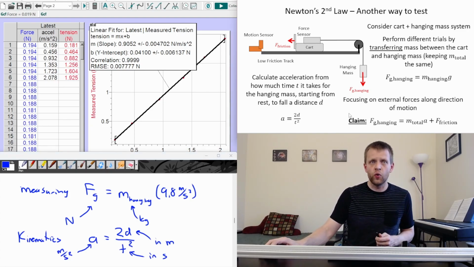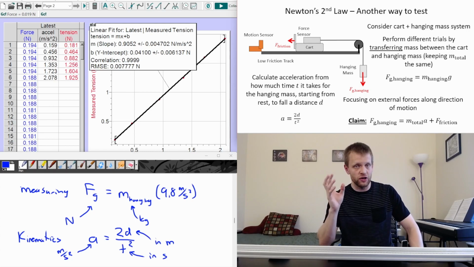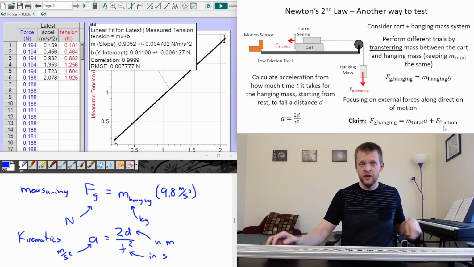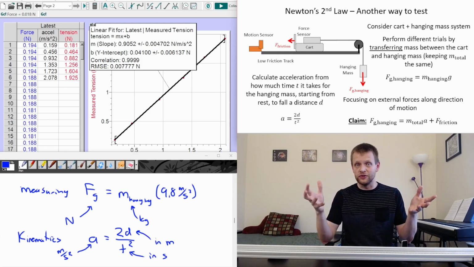And then your equation, if you're focusing on the external forces, which again is what Newton's law is talking about, and we're considering this entire system, we can write this as the force of gravity pulling down on this system minus the force of friction is equal to the total mass times the acceleration. And then if I just move that force of friction to the other side, I get the force of gravity on the hanging mass is equal to the total mass times acceleration plus that force of friction. So with not too much equipment, you can actually try this one for yourselves.